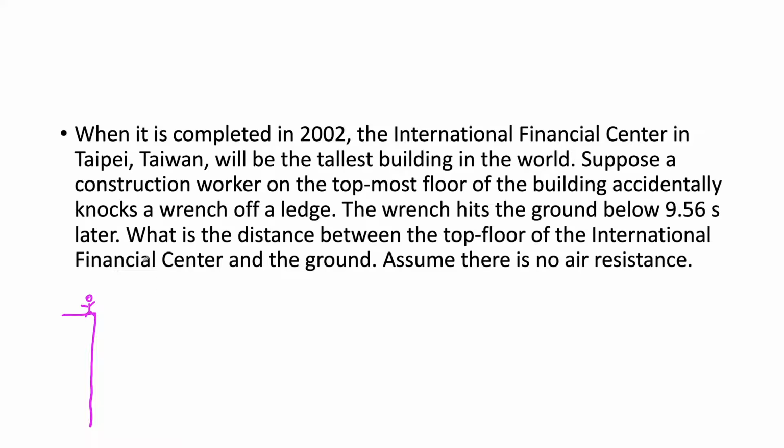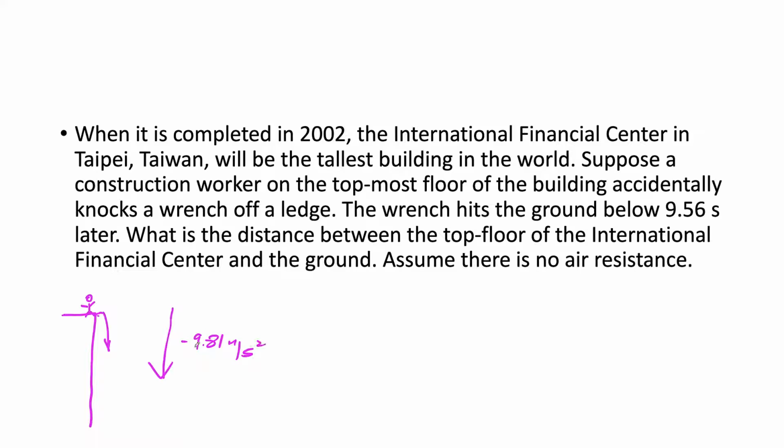And what we have is this construction worker on the top floor, and he knocks a wrench off the ledge. So this ledge is, say, a little bit out, and the wrench is going to go straight down. So the wrench is going straight down, and it's going to be accelerating at minus 9.81 meters per second squared.